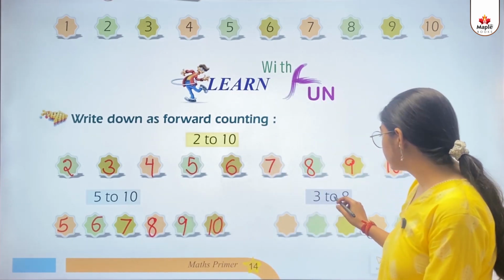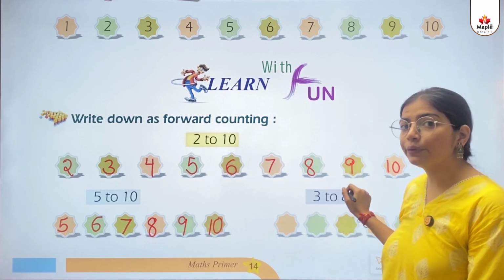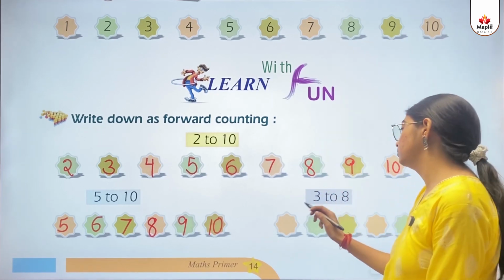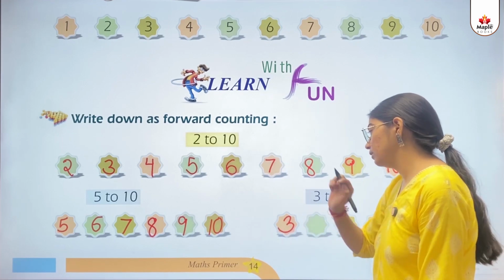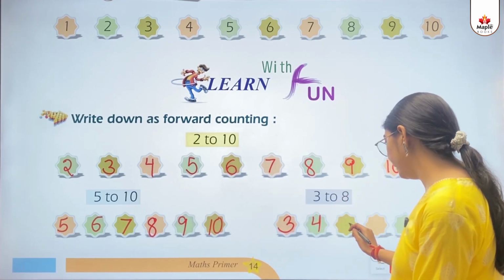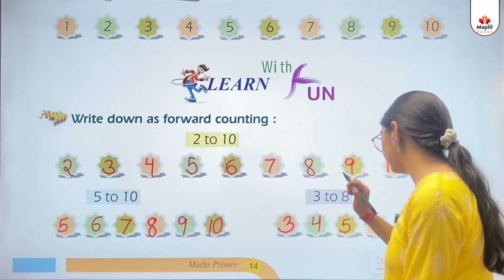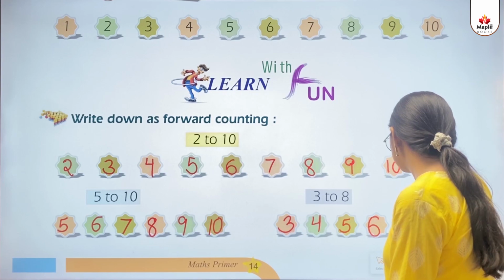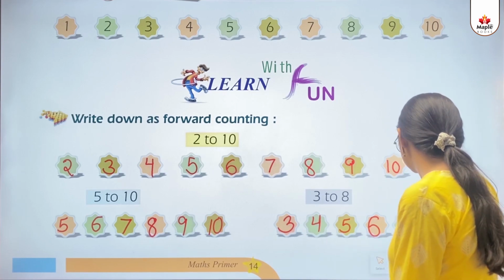Then, what is the question given here? 3 to 8. So, we will start from 3. 3. Then what? 4. Then 5, 6, 7, 8.